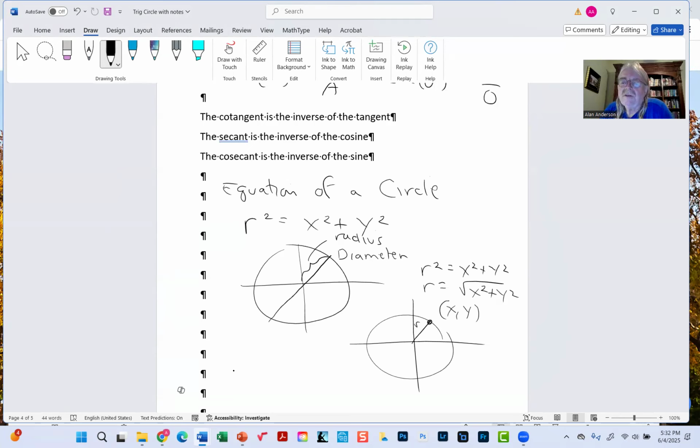Now, also, I want to remind you, or if you haven't seen this before, this formula is actually a special case of the distance formula. You can calculate the distance between any two points by using this formula. It just so happens here that the distance itself is the radius.